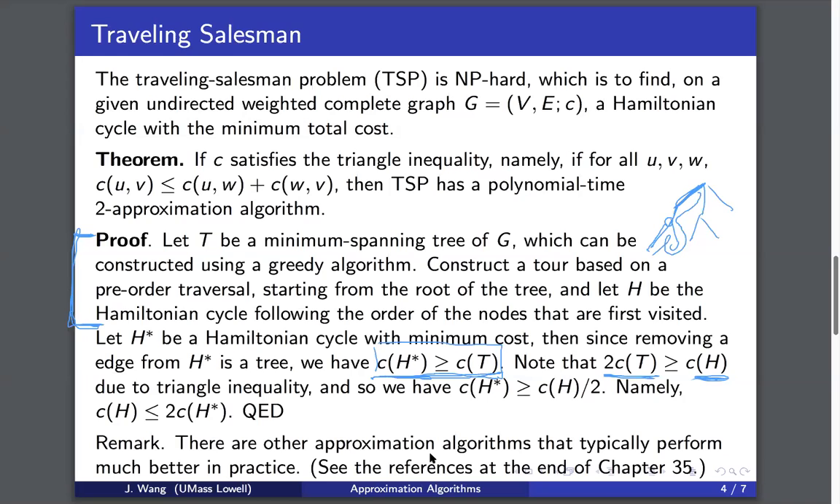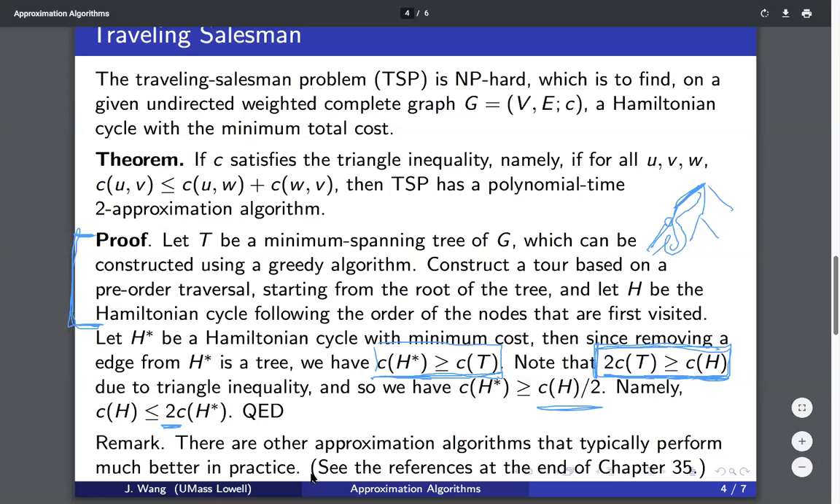Now, let's say we already showed this. Okay, then we have C of H star greater than or equal to C of T, then moving this 2 over, 2 times C of H star is greater than or equal to C of H. So that means that we have an approximation ratio of 2. So now let's show why this is true. Why is this true? Using triangle inequality. So we just need to draw some lines, then you see it clearly.